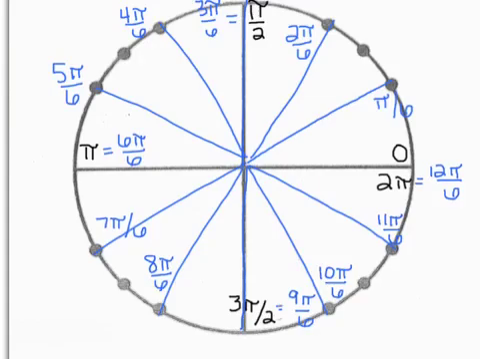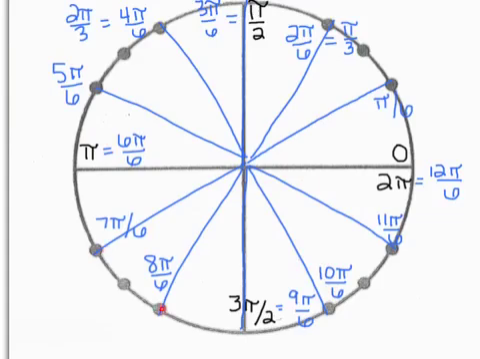Like up here, 2 pi over 6. Well, 2 over 6 reduces to 1/3, so 2 pi over 6 could actually be written as 1 pi over 3. Over here, 4 pi over 6. Well, 4 over 6 reduces to 2 pi over 3. Again, here, 6 pi over 6 would reduce to just a single pi, because the 6's would cancel, which is why we left that in there.